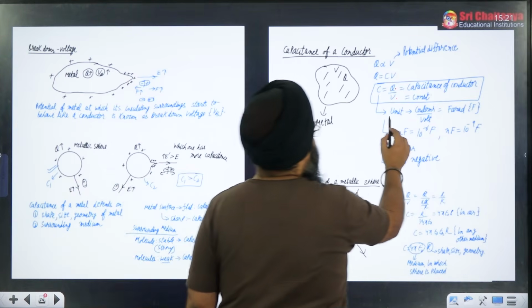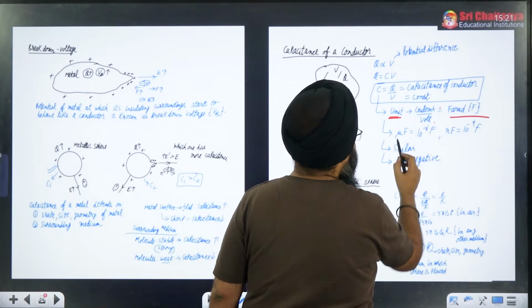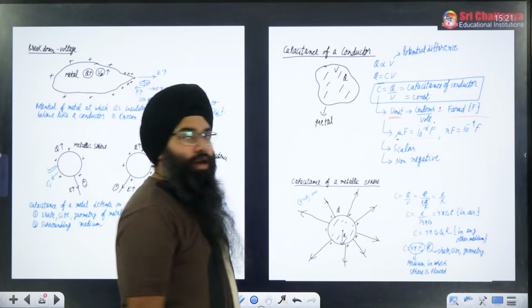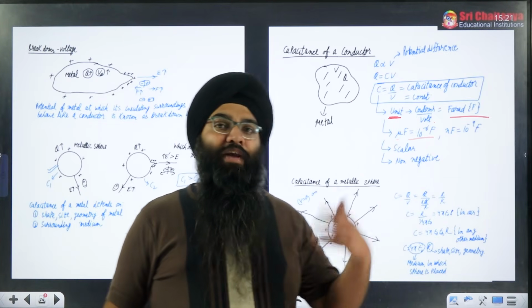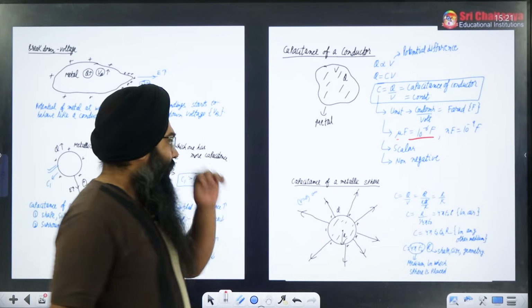What will be the unit of capacitance? It will be coulomb per volt or farad. The practical units are microfarad and nanofarad. See, 1 farad is a very large quantity, so we don't use that.